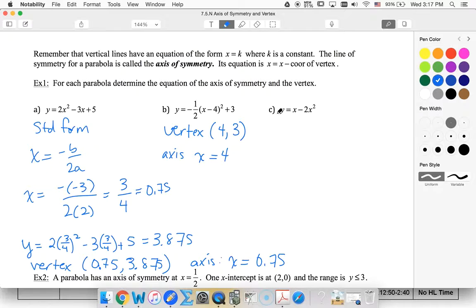Here I have standard form, but it's arranged funny. So I can rearrange this to be negative 2x squared plus 1x. Now I can say that my x is going to be equal to negative b over 2a. So that's positive 1/4. This is my axis of symmetry. It's also the x-coordinate of my vertex.